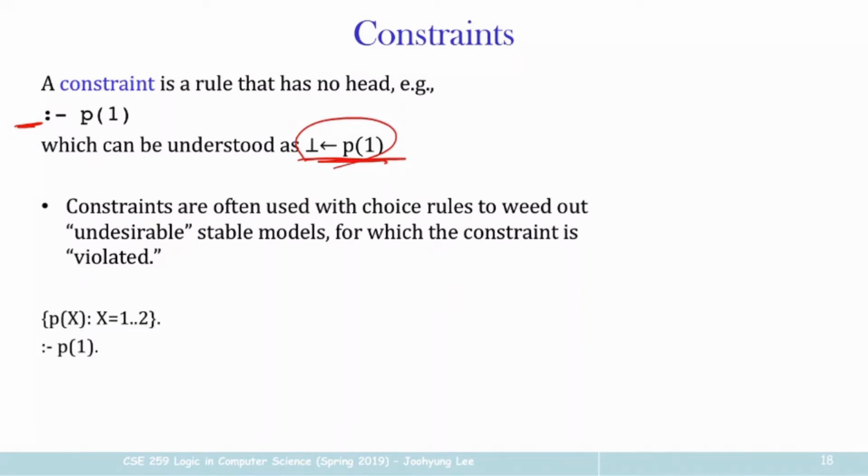So let's actually do the exercises. Here, maybe let's just look at the first one, P of X, where X equals 1 to 2. Don't look at the second rule here. How many stable models are there?